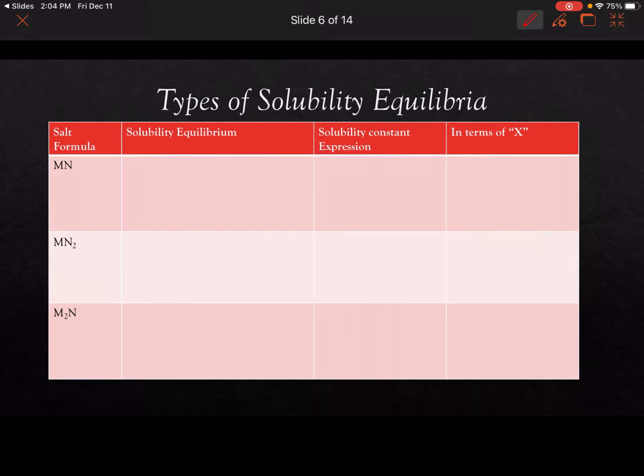So basically the salt formation here is a 1-to-1 ratio. We don't know what the charges are, but we would just know that they're in a 1-to-1 ratio, okay? So if we were to write our equilibrium equation, we would say MN solid is in equilibrium with M plus N minus. Now, like I said, it's a 1-to-1 ratio, so this could also be M2 plus N2 minus. As long as those charges are the same, this will work.